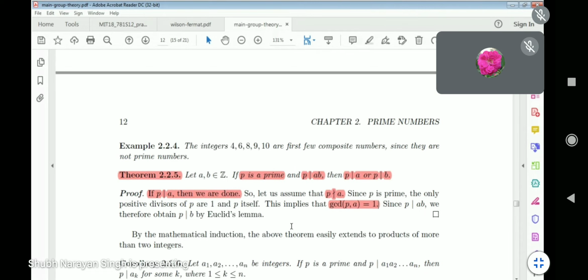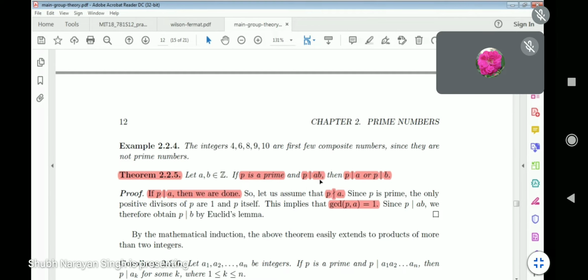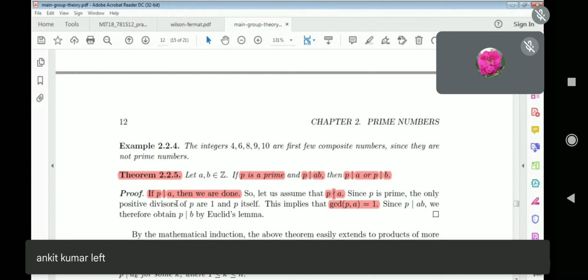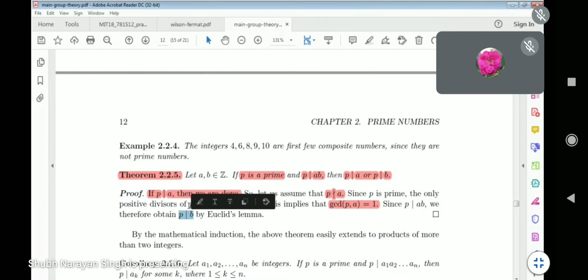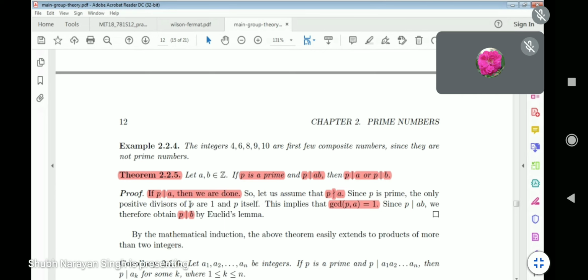So at least one of them is divisible by P if P is a prime number and P divides the product AB. If P divides A, we are done. If P does not divide A, we conclude that in this case P divides B. So this is the interesting observation about a prime number P: if P divides a product, then P divides at least one factor of the product.